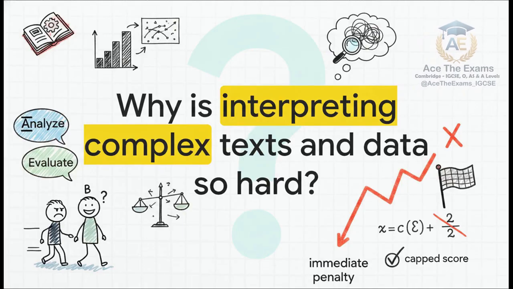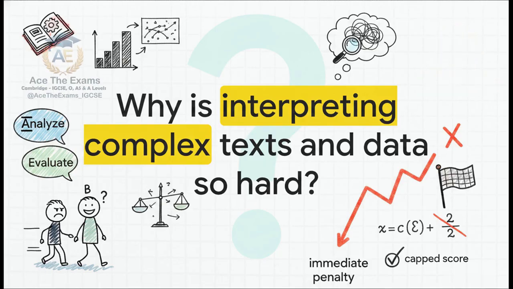Why do students find interpreting complex texts and data so hard? Seriously, why do brilliant, hardworking scholars walk out of the exam room feeling totally confident only to open their results and see a B? It almost always comes down to one thing: command words. Command words are the specific instructions hidden right in plain sight at the start of the prompt.